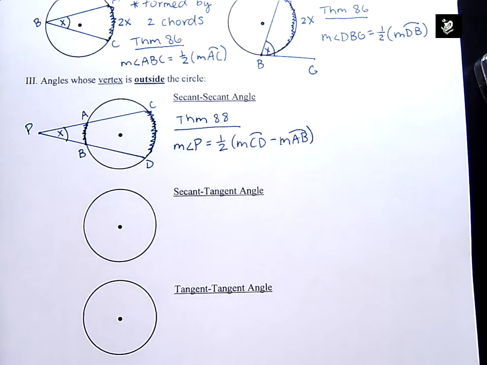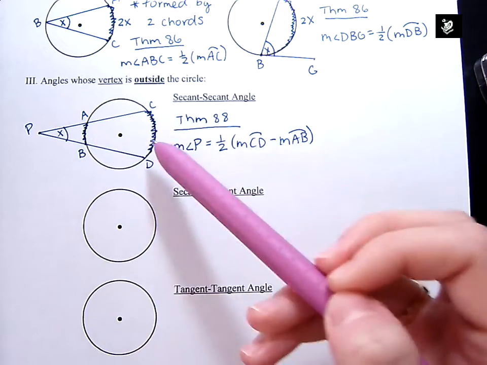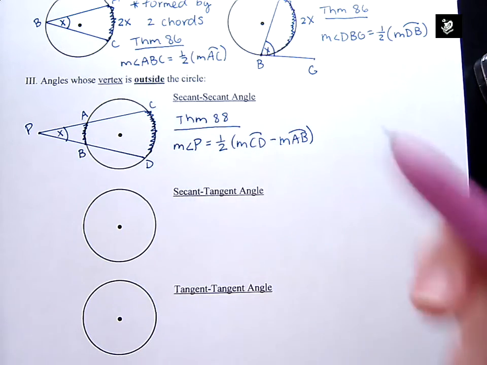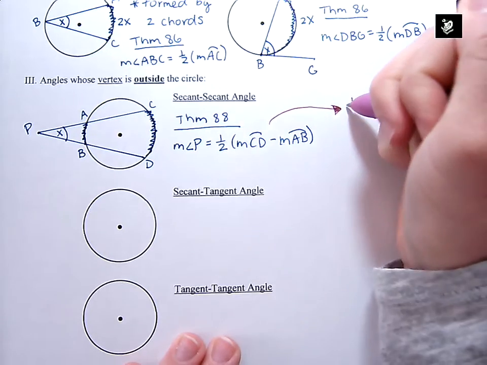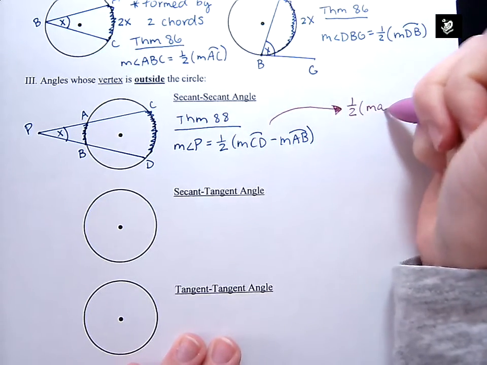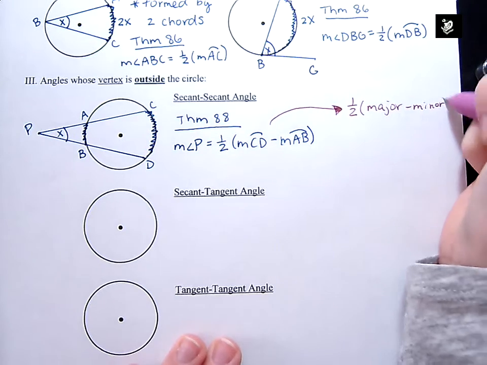Okay, and just to simplify that a little bit, because you may be saying, well, how do I know which one to put first? Because if I put AB first, I'm going to get a negative angle. So in this case, the way you can always think about it is you're taking half the major arc minus the minor arc. I used to say all the time to my students, major minus minor.